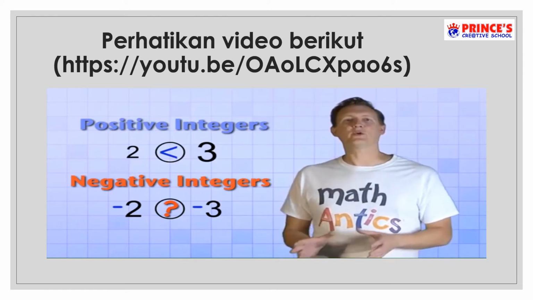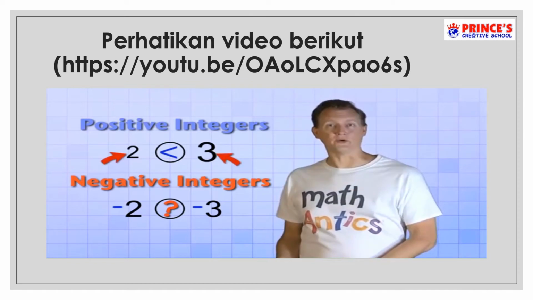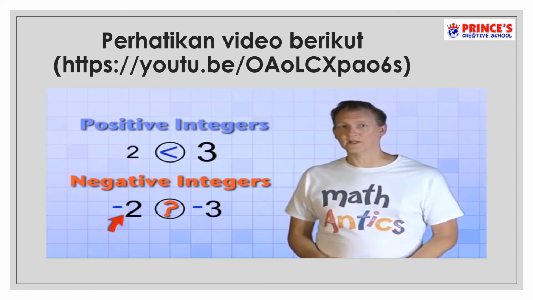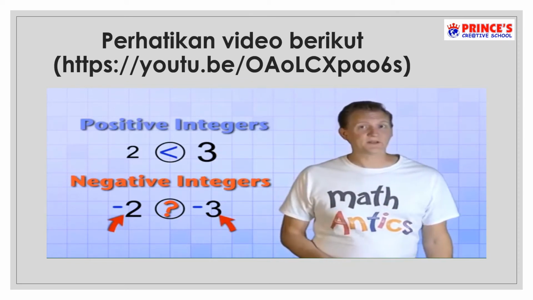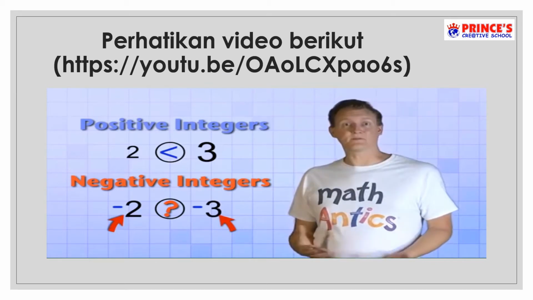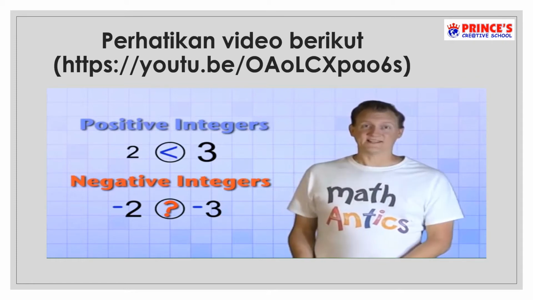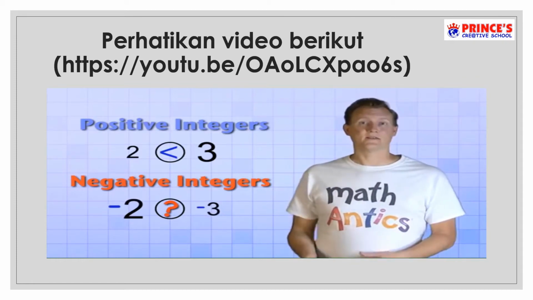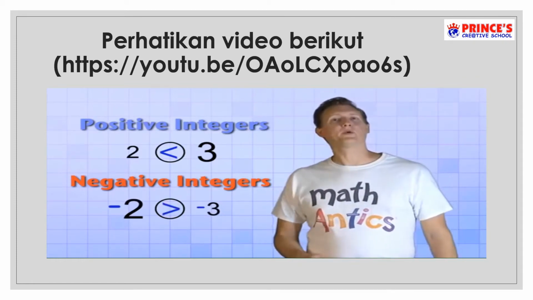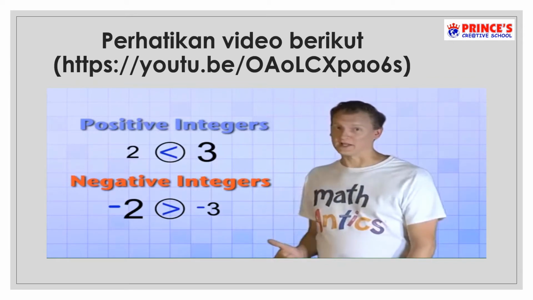That's because you're so used to 3 being bigger than 2 that when you see -2 and -3, it's really tempting to think that -3 must be bigger than -2, but it's not. -3 is actually smaller or less than -2. And to help you understand why, let's look at our number line again.